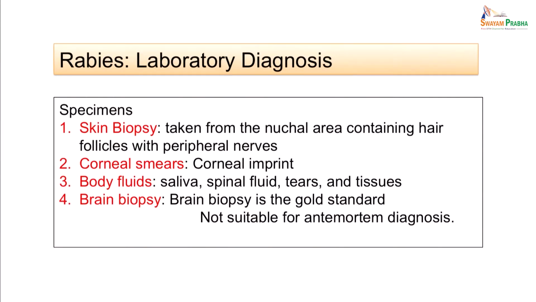The various specimens that are collected for the laboratory diagnosis are the skin biopsy, which is taken from the nuchal area containing hair follicles with peripheral nerves, the corneal smears and various body fluids like saliva, spinal fluid, tears and tissues. Blood can be collected for the demonstration of antibodies, and brain biopsy is actually the gold standard for the laboratory diagnosis, but it is not suitable for antemortem diagnosis. So, the most important specimens which are collected are skin biopsy, corneal smears and body fluids.